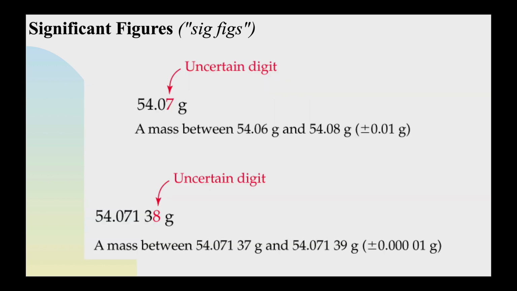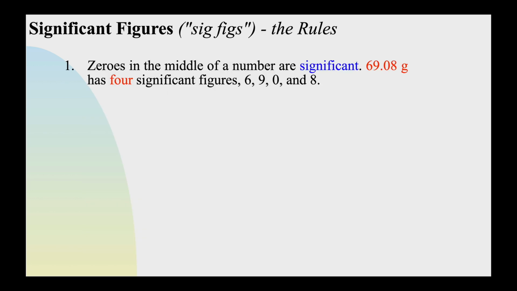Here's some more examples. 54.07 would have 4 sig figs, and that 7, again, is the doubtful digit. So it would be like 54.06 to 54.08, something like that. Here's another number. This number has a lot more sig figs. 1, 2, 3, 4, 5, 6, 7 significant figures. But again, that 8 is the doubtful digit. So you can see the level of precision goes out quite a bit farther in this measurement than it did in the earlier one. So we say arguably the second one was more accurate to a small level, something like that.